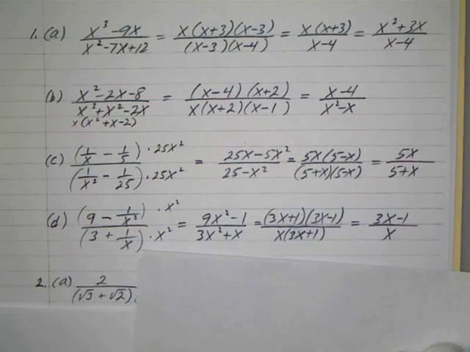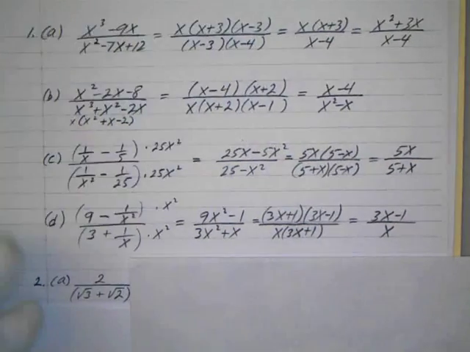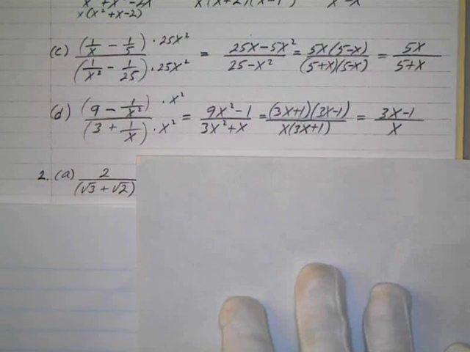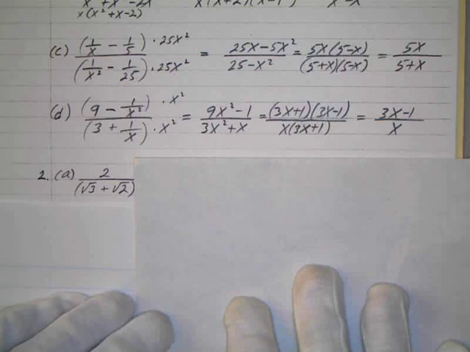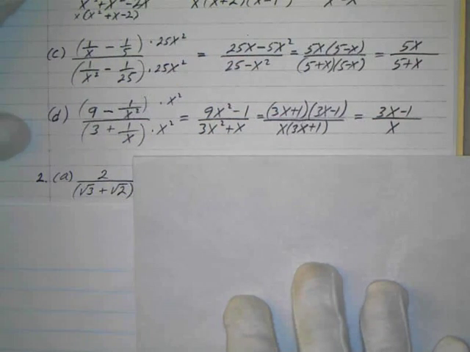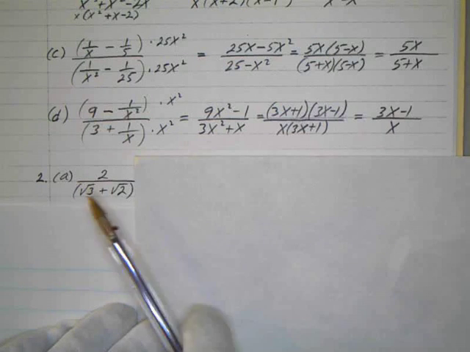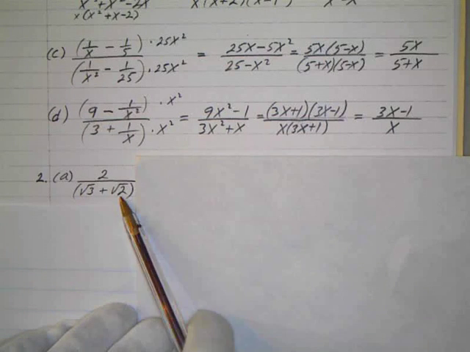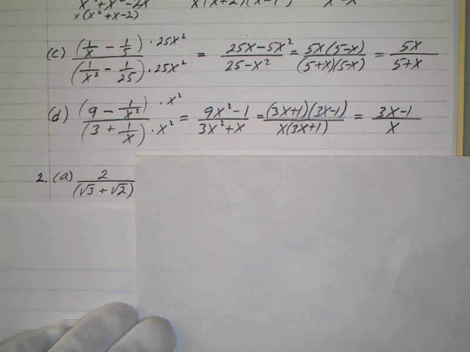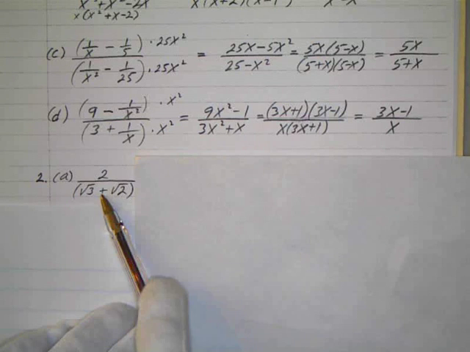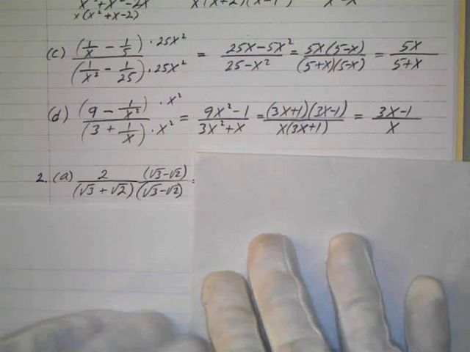Okay, number 2, we've got some radical terms we have to simplify. Again, if we have a radical in the denominator, that's not usually acceptable in what we call simplified form, although sometimes that's okay as we go on. But in this case, we have a binomial containing radicals, so we usually use the conjugate to take care of these radicals, and the conjugate is just the same binomial, but with the opposite sign in the middle.